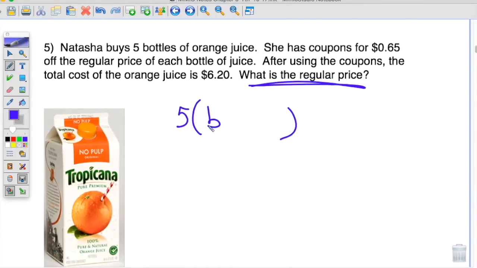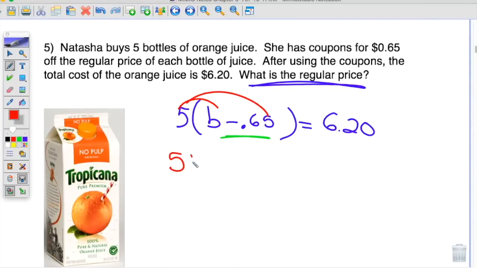B will represent the regular price, and then we're going to minus the 65 cents. That's the coupon. The regular bottle minus the 65 cents. That'll give us the total of 1 bottle. But we're buying 5 of them, and the total is equal to $6.20. We have to distribute.